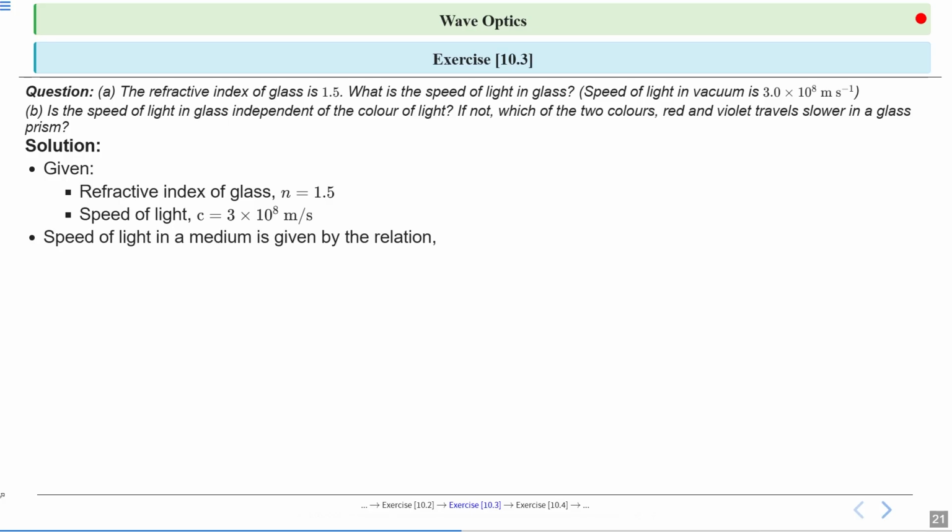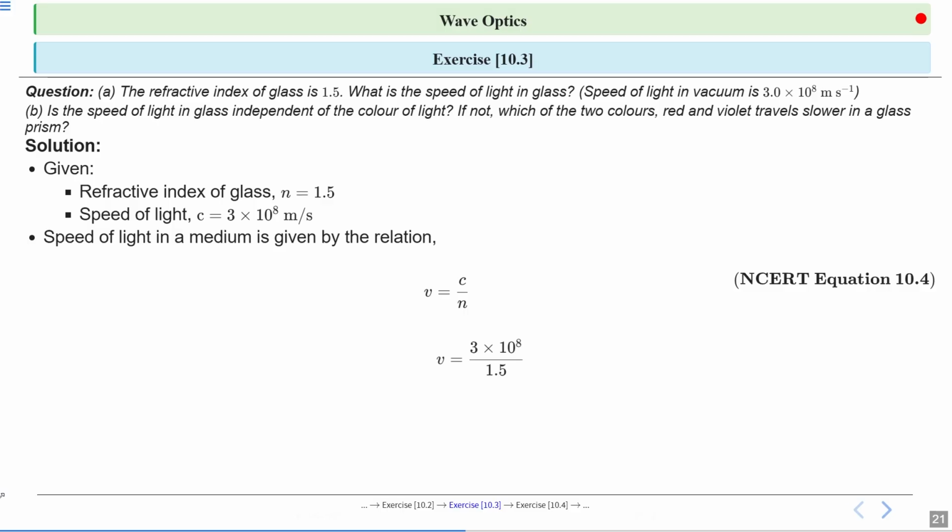Now let's look at the formula that relates the speed of light in a medium to its speed in a vacuum and the refractive index. The formula we use is v = c/n, according to NCERT equation 10.4, where v is the speed of light in the medium, c is the speed of light in vacuum, and n is the refractive index of the medium.